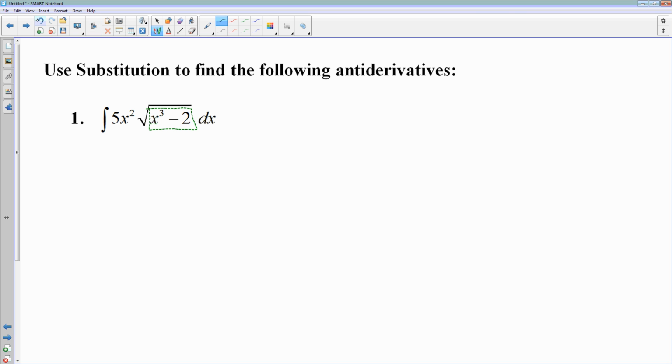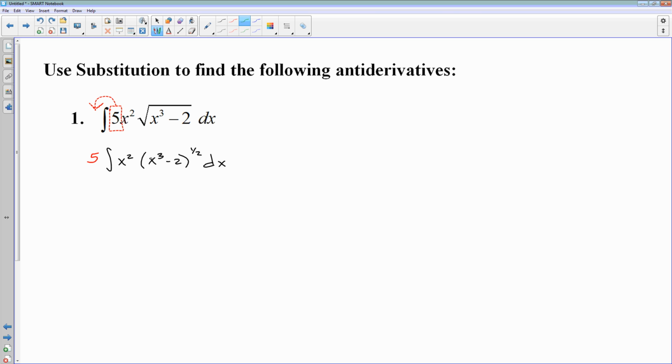First thing I'm going to do is actually change the problem ever so slightly. 5 is a constant, and with constants, it's 5 times x squared times the square root stuff. There is no addition in here. There is under the radical, but that doesn't affect this property. I can pull that constant 5 out front and turn this problem into 5 times the antiderivative of x squared. And then I'm going to go really crazy. I'm going to change the square root of x cubed minus 2 to have an exponent of 1/2. Now I'm ready to do my substitution.